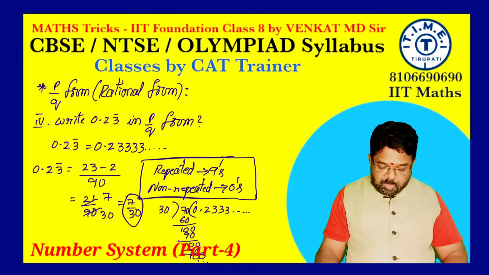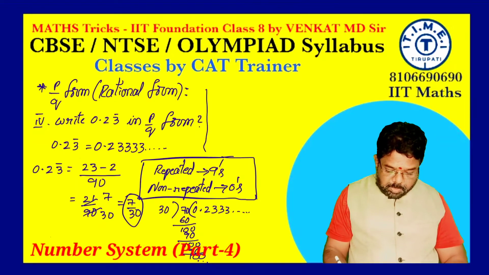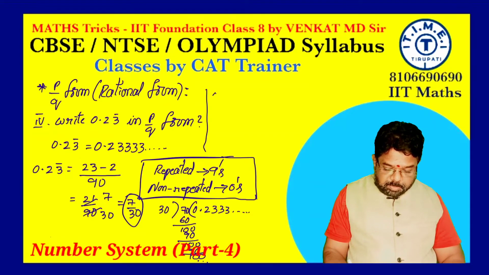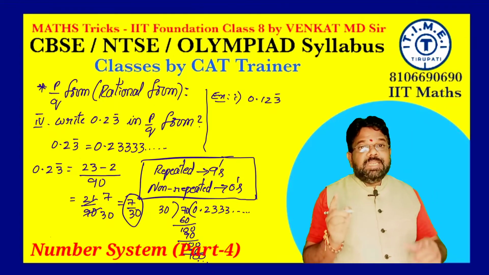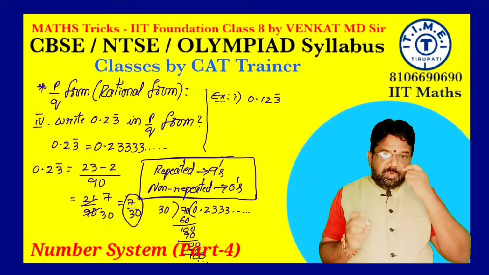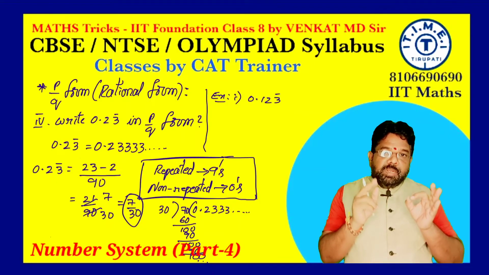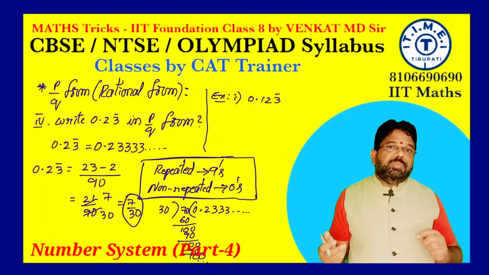Okay. Now observe some more examples of this. Now, let it be one example for this. So 0.123 bar. Now here only 3 is repeated. The bar is only for 3. There is no bar for 1 2. What is the meaning of this? 0.12 3 3 3 3 and so on. 1 2 is not to be repeated, but 3 is to be repeated continuously.